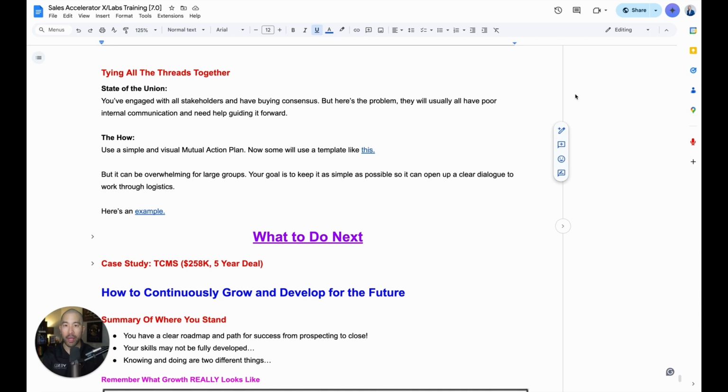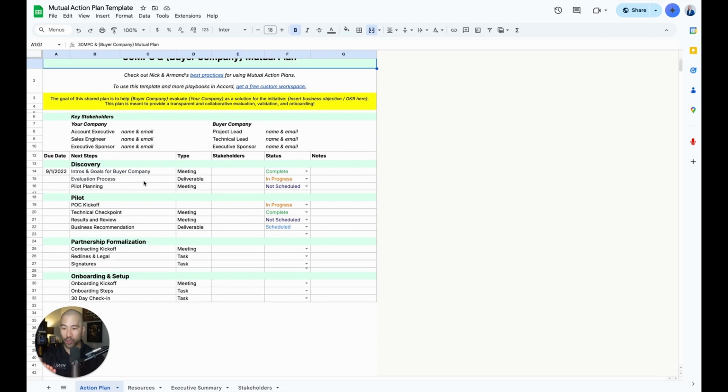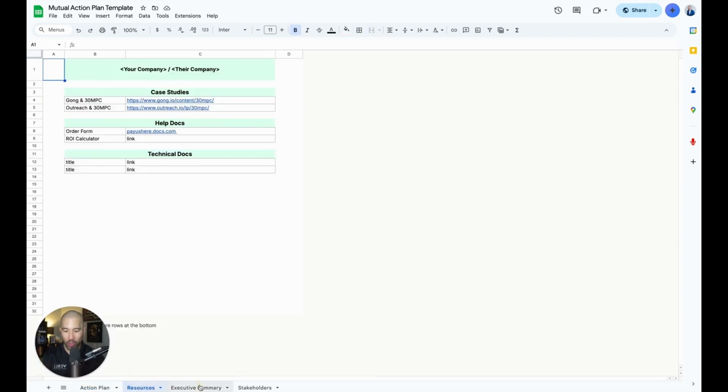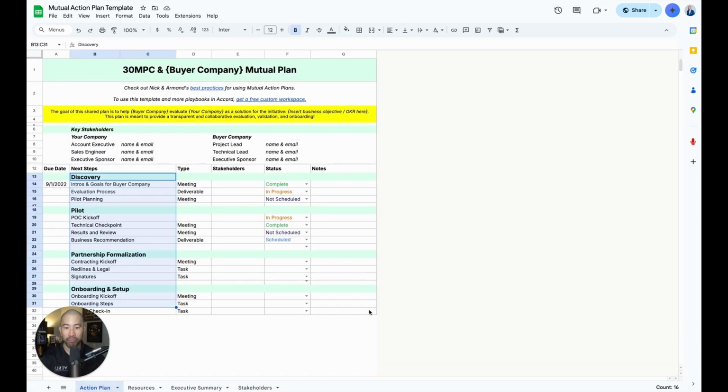All right. Now, a really simple way to do this is by using a very simple and visual mutual action plan. If you've heard of a mutual action plan, most people think of the Google Sheet or Excel sheet, and it kind of looks something like this. This is from my buddies, Armand and Nick. They put this together over a 30 Minutes Presence Club, right? It walks through the steps and stages, who's responsible for what, and there's resources, exec summary, stakeholders. This is a great tool, but this is also a lot to internalize, especially with busy stakeholders, right?